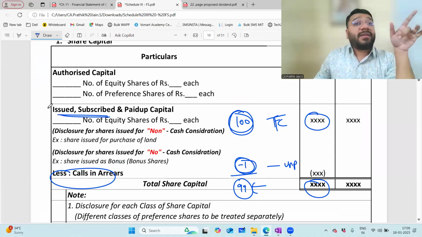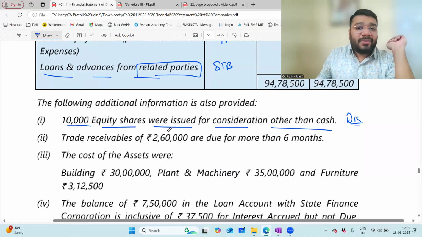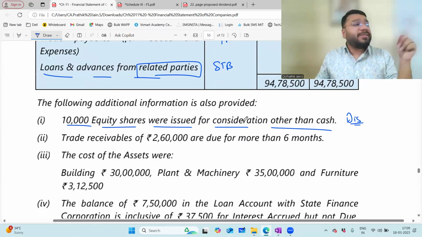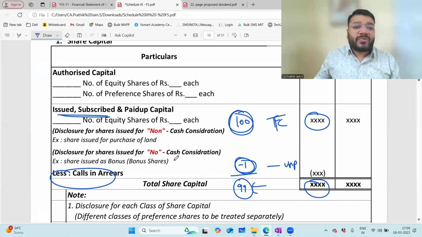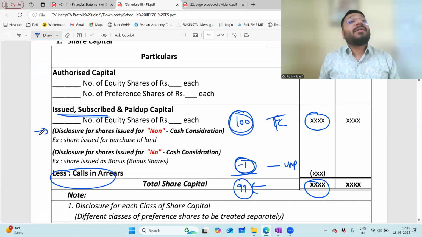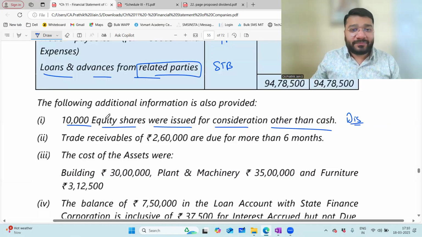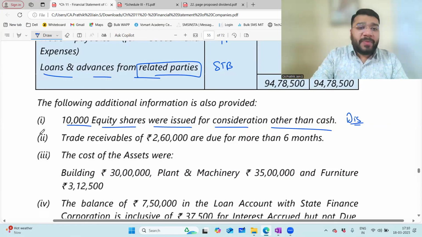Okay, is this no cash consideration or non-cash consideration? These were issued for consideration other than cash, which means it is non-cash consideration. Consideration is there, but it is in non-cash form. So like this, you have to give a disclosure. For non-cash consideration, is the disclosure for 1 year or 5 years? 1 year. Then for which is it 5 years? Bonus issued is 5 years. Very good.